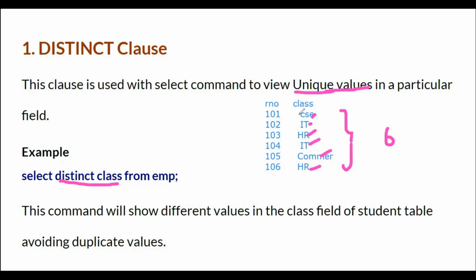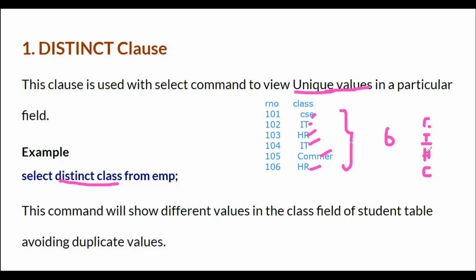First it will go with CSE, so it will write the CSE. Then it will see IT, so it will write the IT. The next it will see HR, so it will go with HR. And then again it will see IT, but the IT is repeated, so it will not write again. Again it will see commerce, which is not repeated, so it will write commerce. And again it will see HR, so HR is also already written.